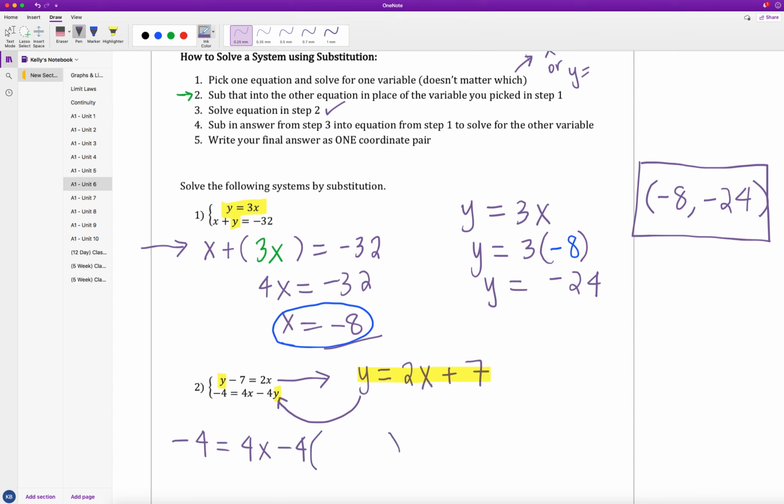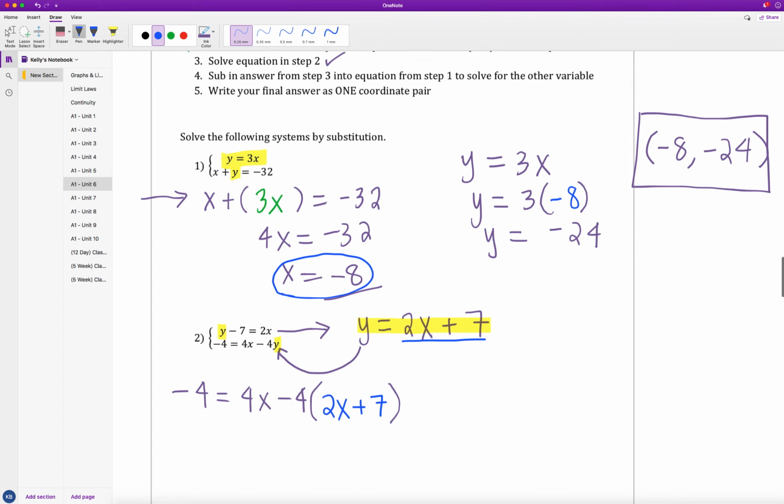And I'm going to put big parentheses around it because I want to make sure that the entire piece that I substitute in here for y, the 2x plus 7, that both of those terms are getting multiplied by the negative 4. As you're solving systems of equations, silly algebraic mistakes like forgetting parentheses or forgetting to distribute are the stuff that's going to end up causing you the most trouble. So we want to make sure we're taking it a step at a time and really showing all of our work.